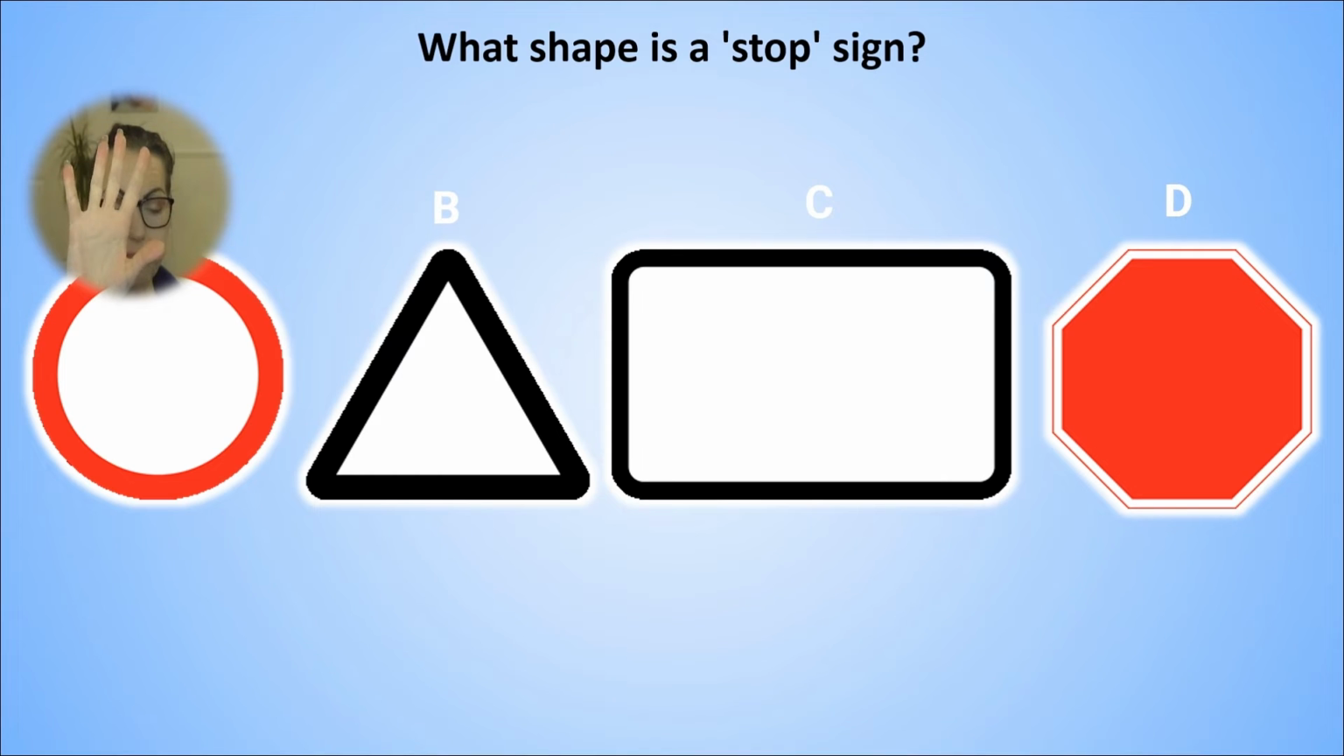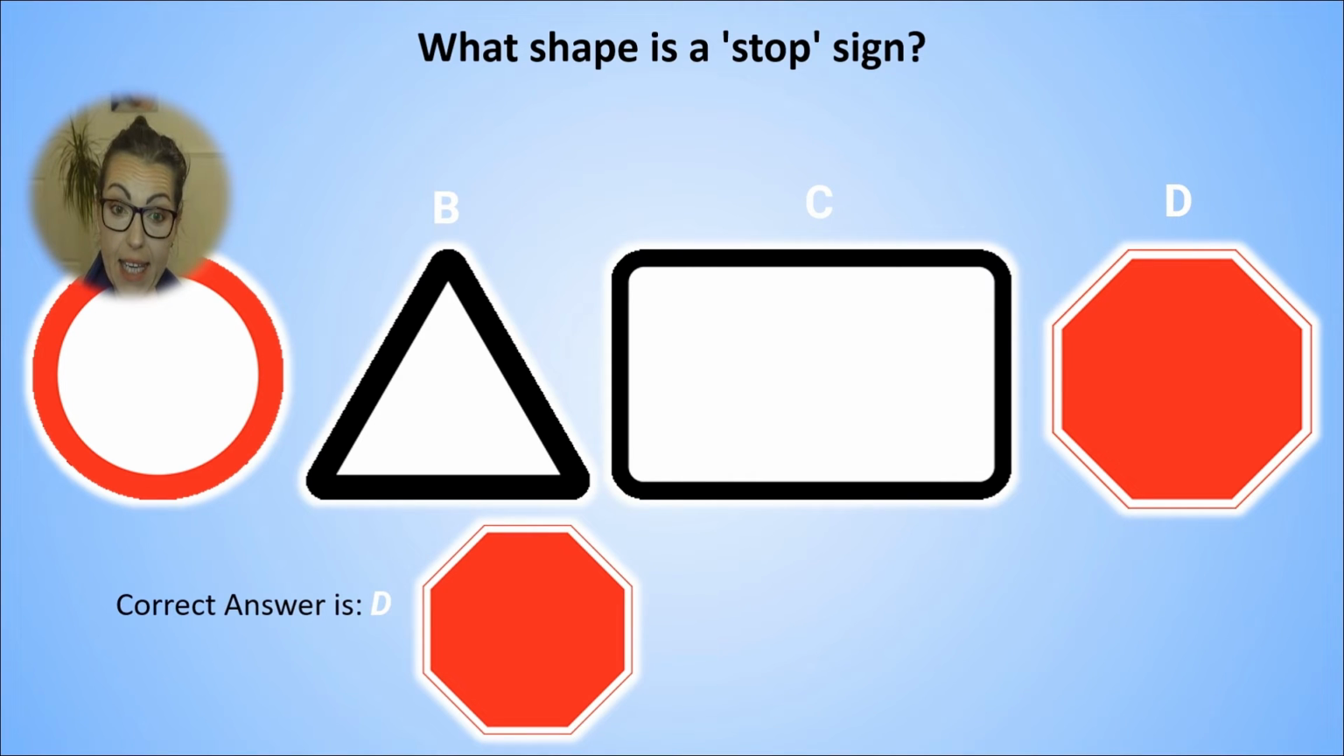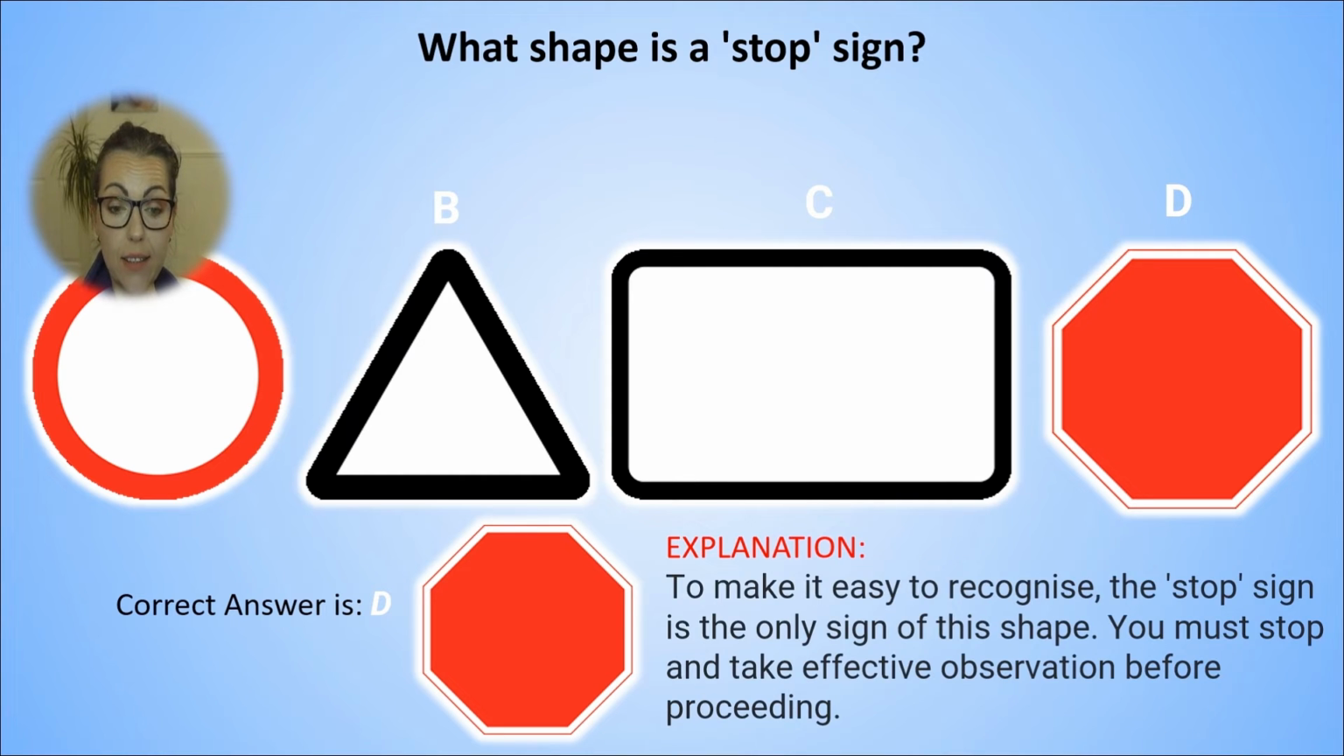5, 4, 3, 2, 1. Ready, guys? The correct answer is D. And the explanation is, to make it easy to recognize, the stop sign is the only sign of this shape. You must stop and take effective observation before proceeding.